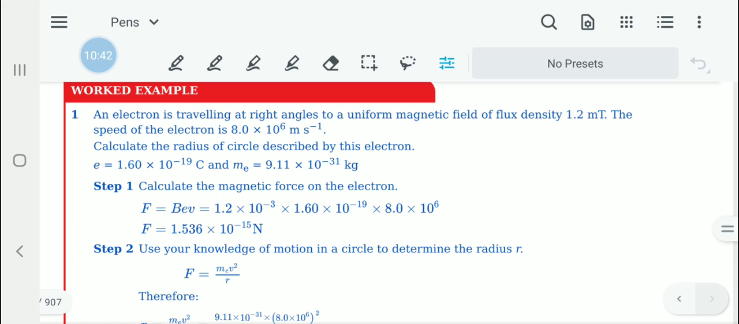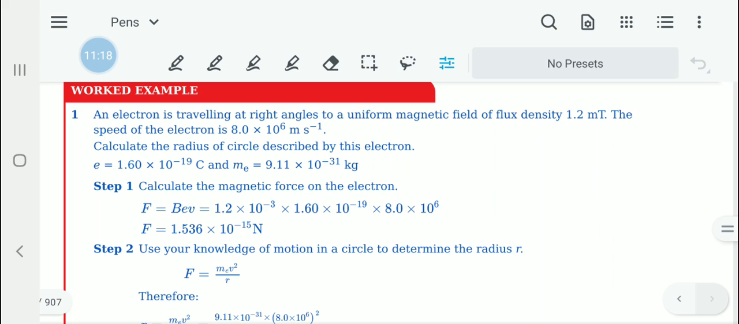An electron is traveling at right angles to a uniform magnetic field of flux density 1.2 mT. The speed of the electron is 8 times 10 to the power 6 meters per second. Calculate the radius of the circle described by this electron. e equals 1.60 times 10 to the power minus 19 coulombs, and me equals 9.11 times 10 to the power minus 31 kilograms. So those details have been given.